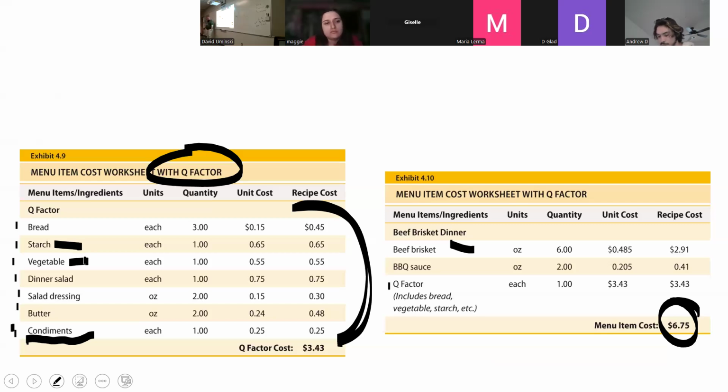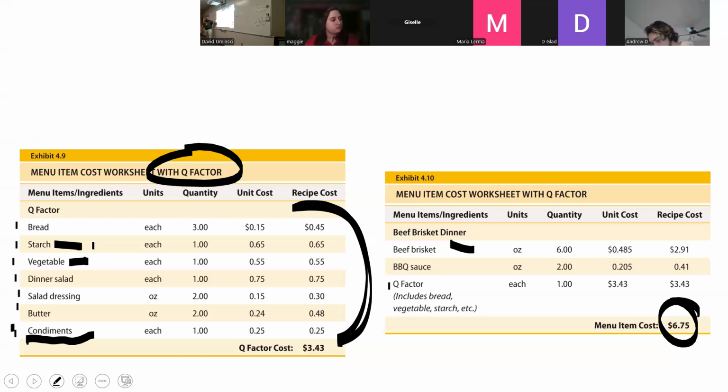When we think about our sides, what is probably our most expensive starch when we think about barbecue? What sides do we eat with our barbecue? Mac and cheese, beans, rice, pickles. Okay, so mac and cheese is a starch. Rice is a starch. Beans probably go in the vegetables. I probably want to cost out my plate, my Q factor, using my mac and cheese, because is mac and cheese more expensive than beans? Yes, more than likely.